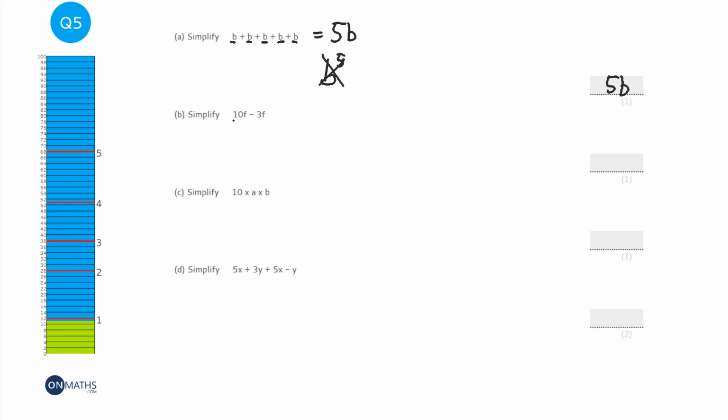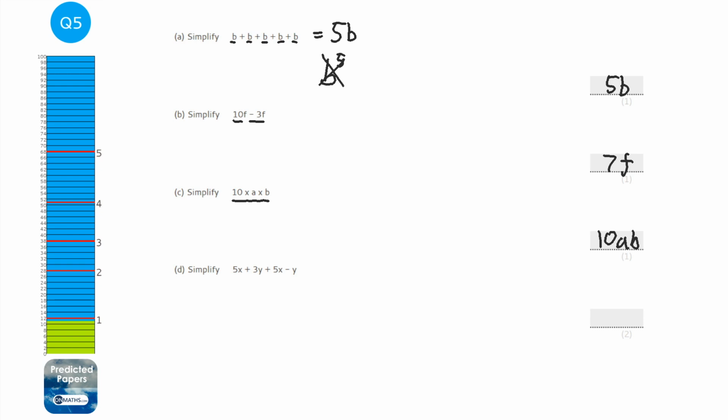Next one is 10 lots of F, and we're taking away 3 lots of the F. Well, how many F have we got left over? Well, 10 lots of it and take away 3 lots of it means we've got 7 lots of it left. When you're simplifying one like this, in algebra we just don't use the times sign, so this is quite a nice easy question, 10AB.